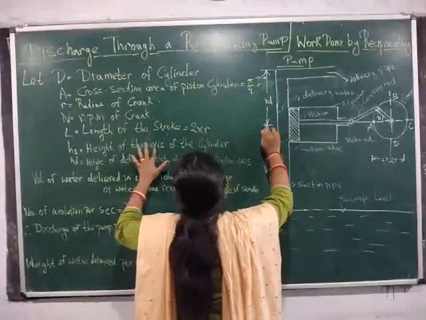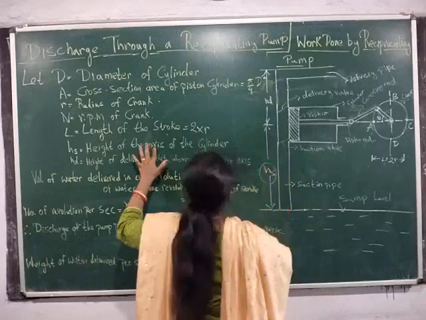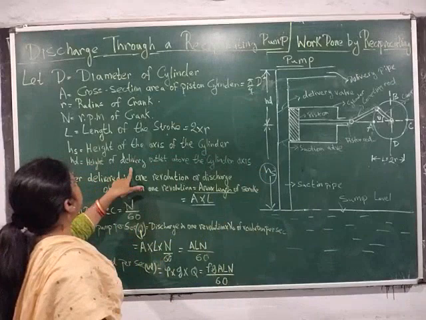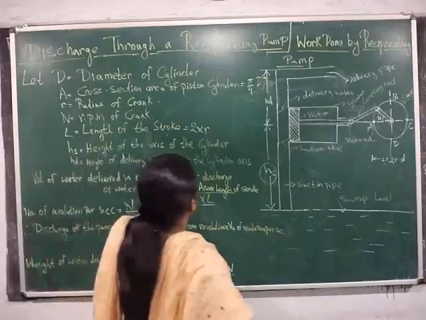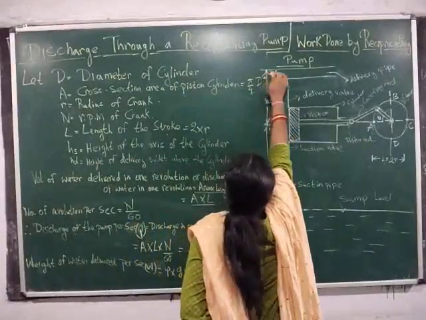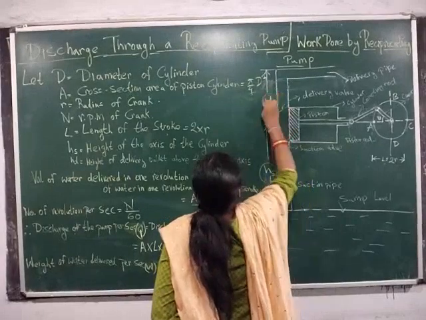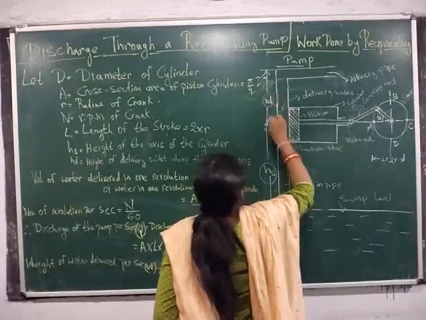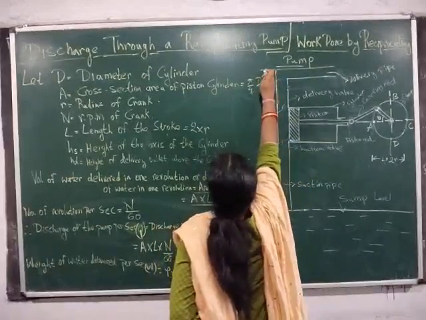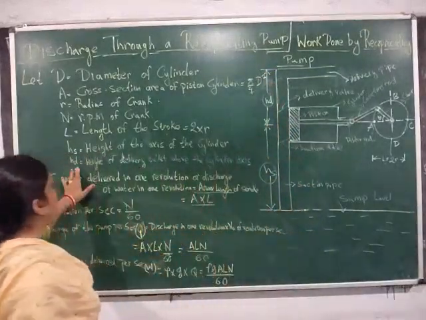So the height of the axis of the cylinder above the sump is HS. Next, what is HD? HD is the height of delivery at the outlet above the cylinder axis. The height from the axis of the cylinder to the delivery pipe outlet is your HD. So this is the delivery height, the height of the water delivered, or HD.